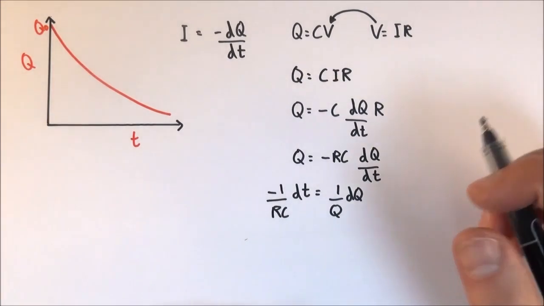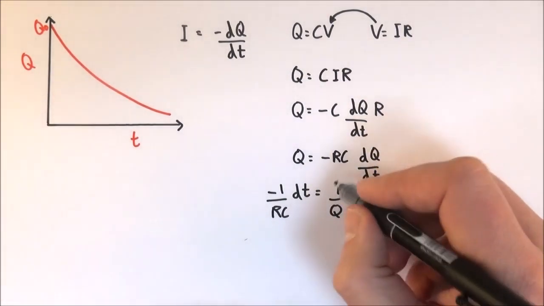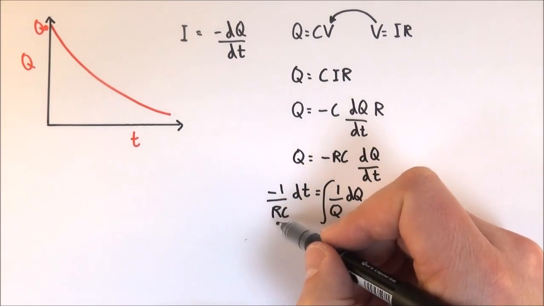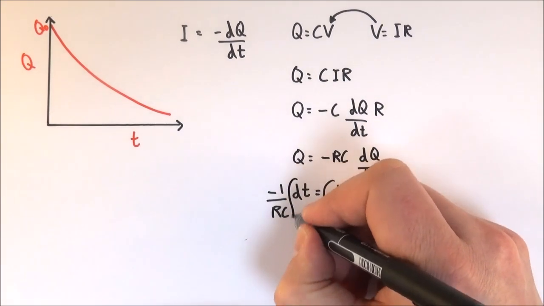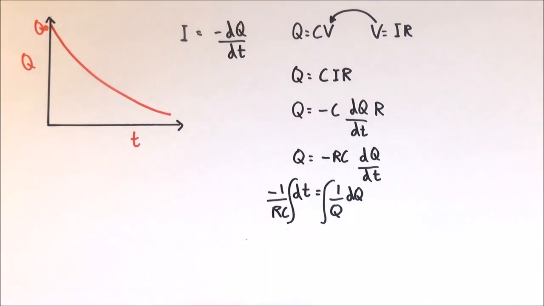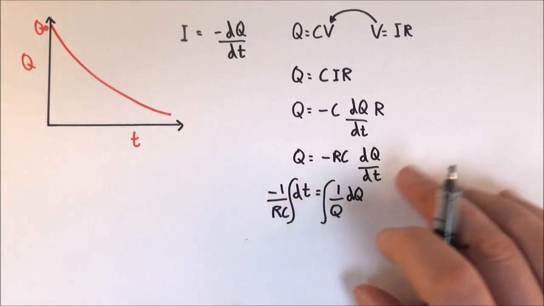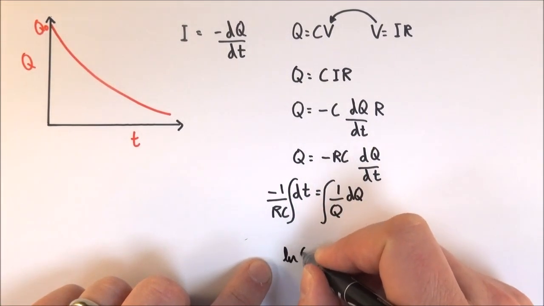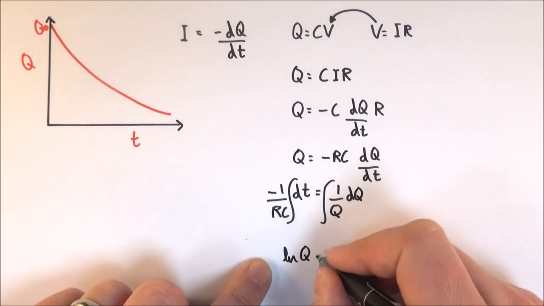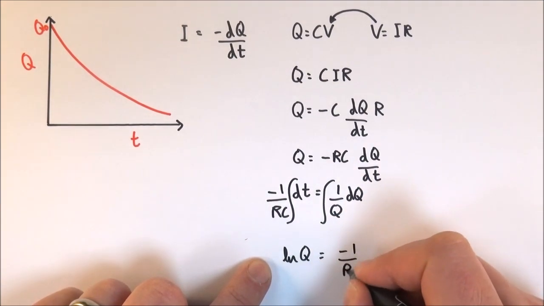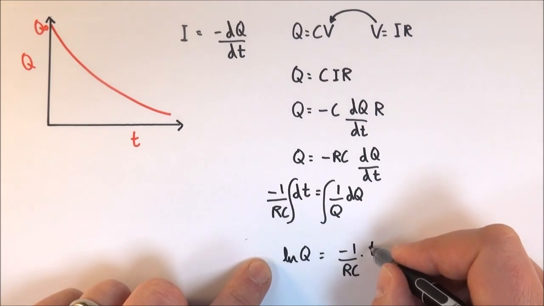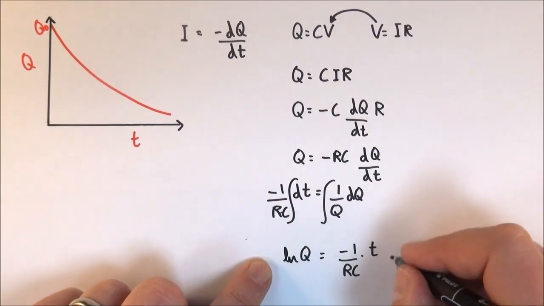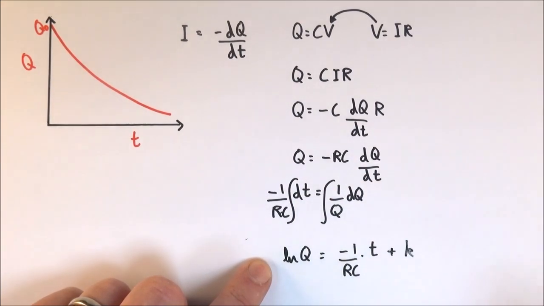What we can then do is integrate. So we can say that the integral of 1 over Q dq, we integrate that. 1 over RC is just a constant, nothing to do with time, and therefore we can integrate effectively 1 times dt. If I do that, we get ln Q, which is the integral of 1 over Q, is equal to minus 1 over RC times t, since 1 integrated is t, and then we add this to our constant k.